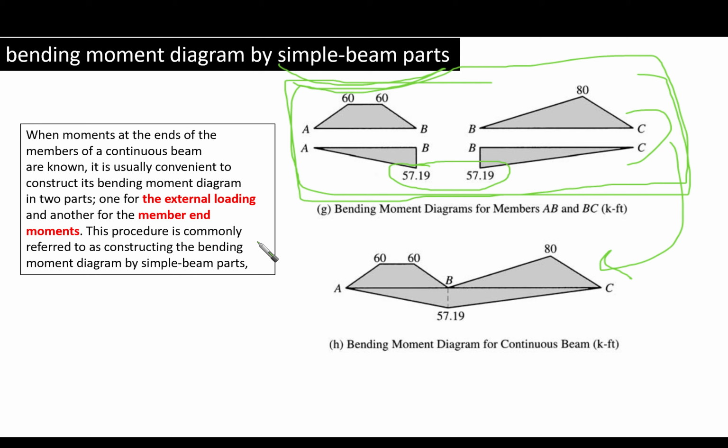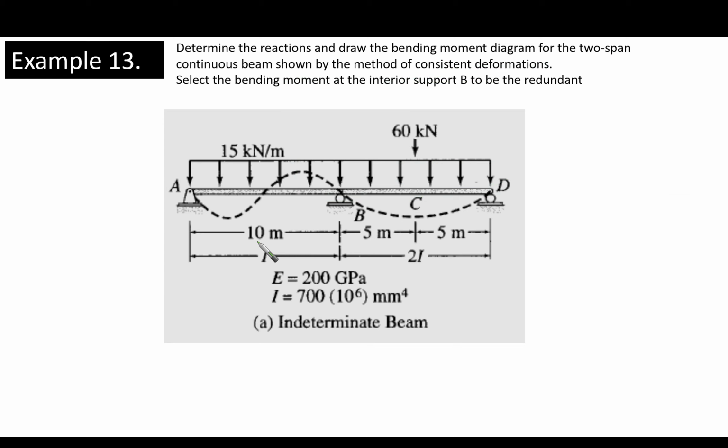Now this concludes the way of making the redundant an internal force, an internal moment, and we used the conjugate beam method in order to obtain the deflection. Now let's see an example. In this example, instead of the conjugate beam method to obtain the rotations, we are going to use the deflection formulas that we already know, which are in our textbook on the front cover, as an alternative for the calculation of the rotation. Now this is our example.